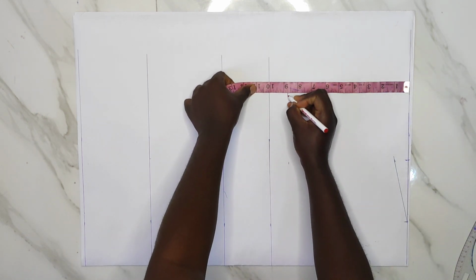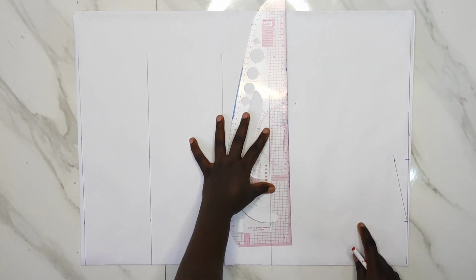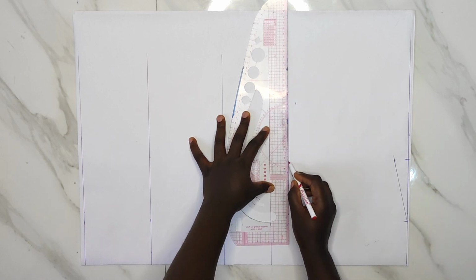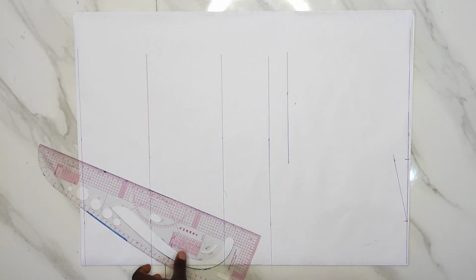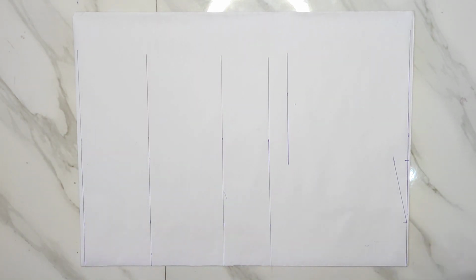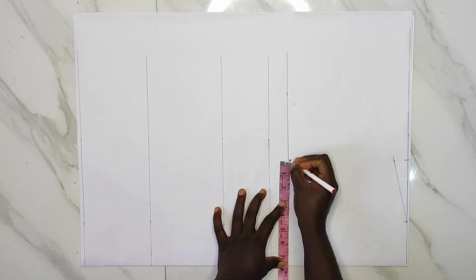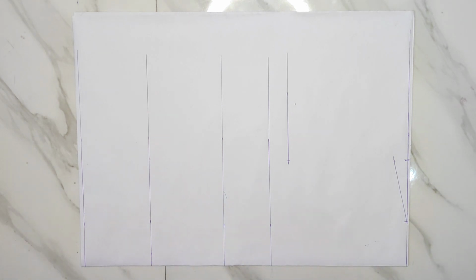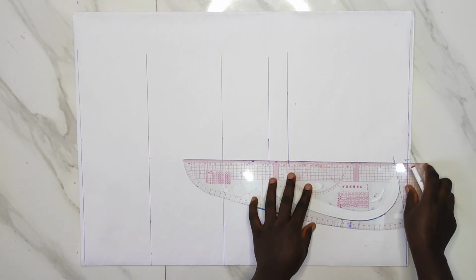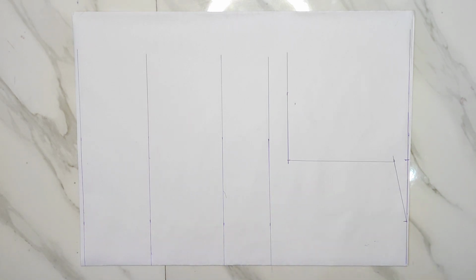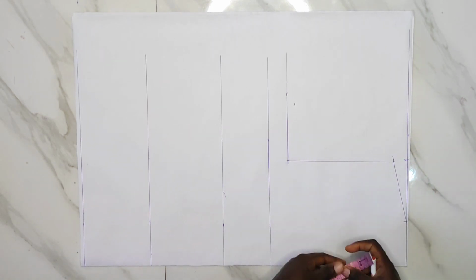And then I'll connect the points together. Then after connecting that line, I'll go ahead to mark half of my shoulder, which I did at the shoulder line, at that armscye line so as to get a straight line. So I'll take that 7.5 inches and then I'll connect it vertically to the shoulder slant, just as you see me doing.